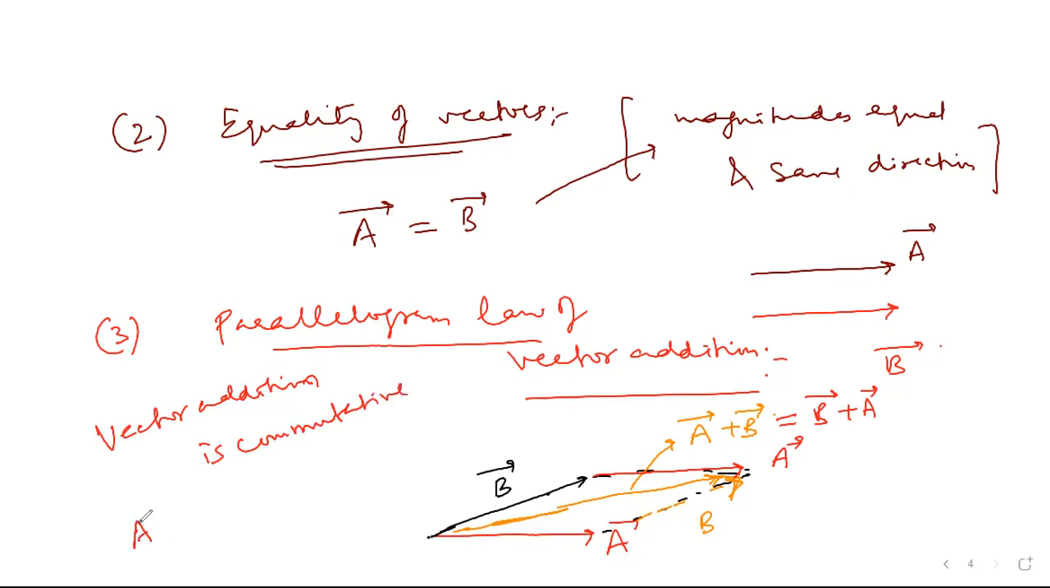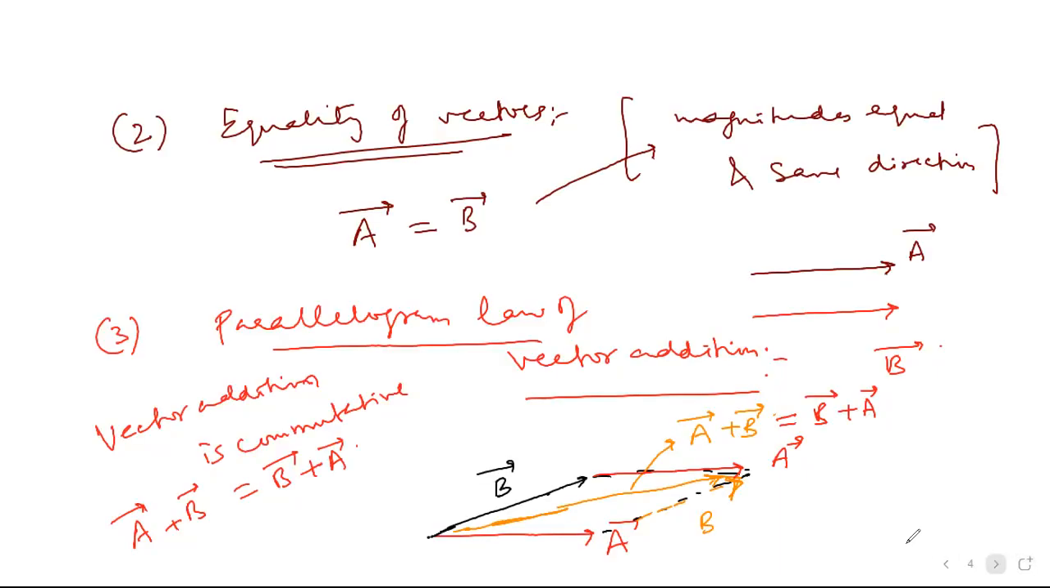That means if you add A with B or B with A, you are going to get the same vector. So vector addition is commutative. So order of addition is immaterial when we are adding vectors, right? So let us move. This was number 3, now number 4.